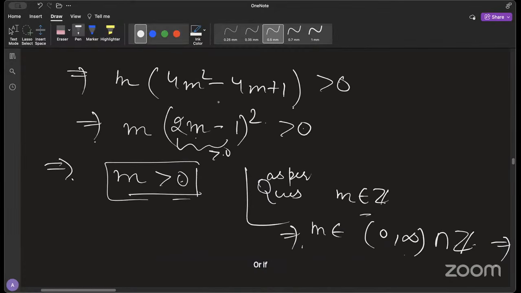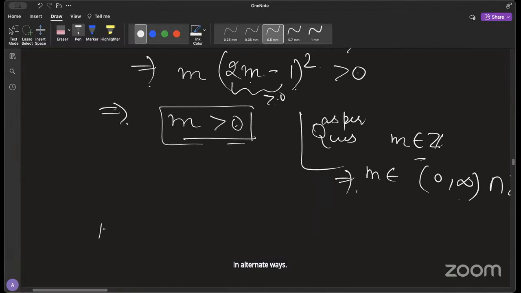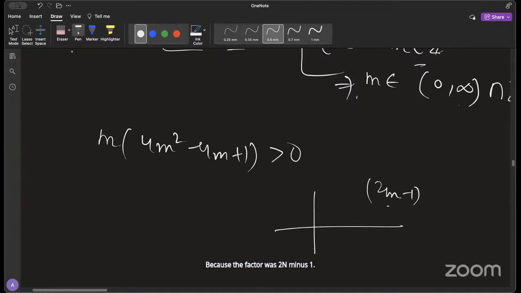Or if you don't want to make this into a square term, an alternative way is, you have 4m square minus 4m plus 1 greater than 0. Then you can do these two things. You can have the roots of this. Then you'll have to find the roots. The root is going to be, because the factor was 2m minus 1, if you find the root, you'll get m equals to half. And only m equals to half, that means you'll have two roots.